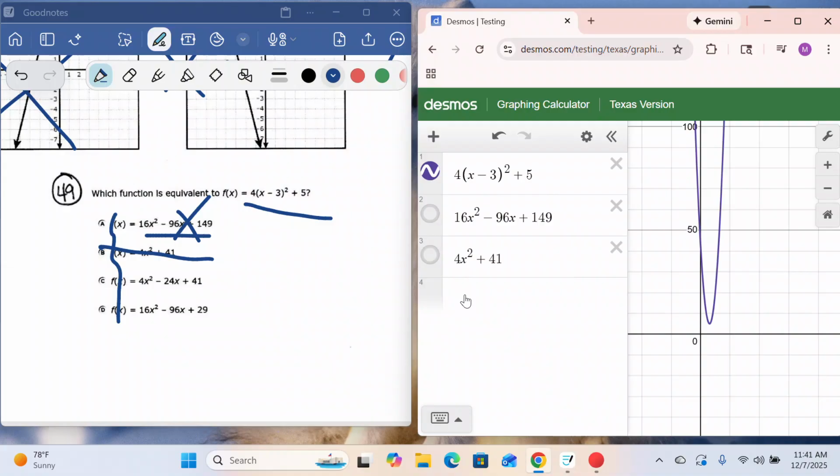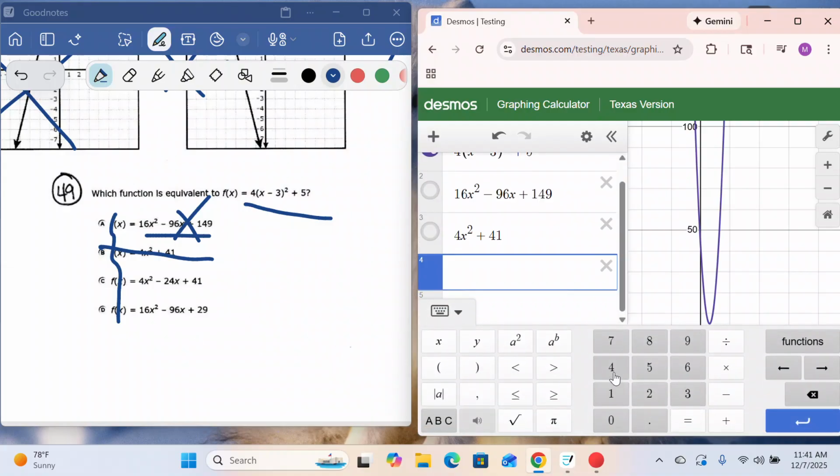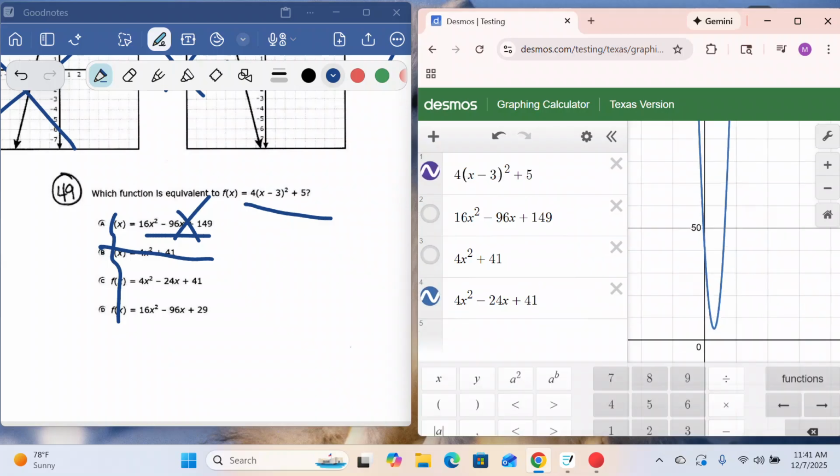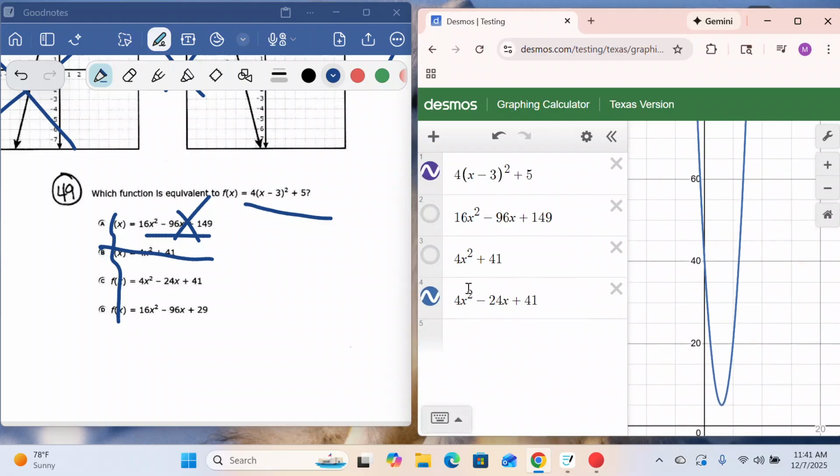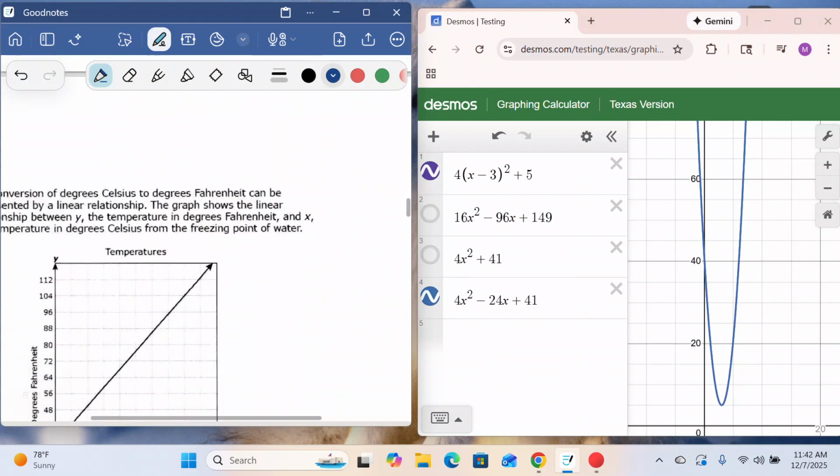I'm going to put my original function, and I'm going to go ahead and input the third one. 4x squared minus 24x positive 41. And looks like we have a winner. So I want to check it. I want to take out the purple. It should stay the same. And I want to take out the blue, and it should stay the same. That is my answer choice, letter C.